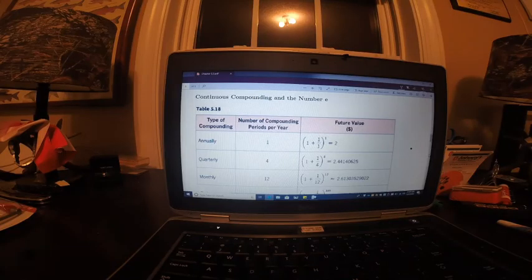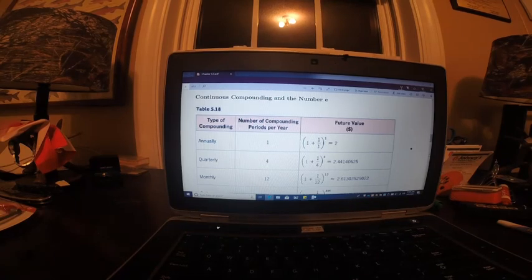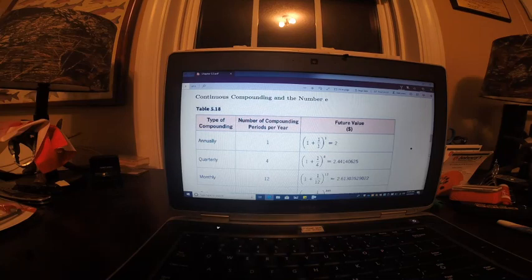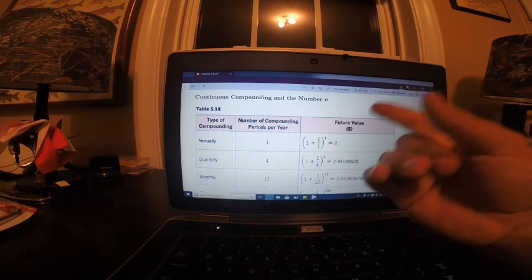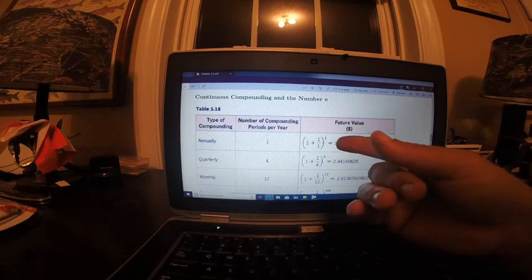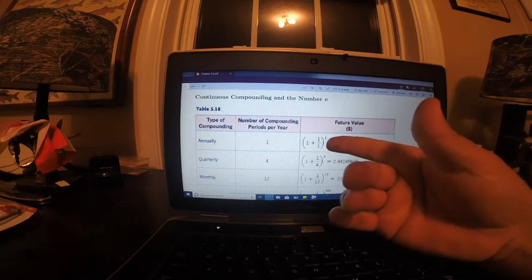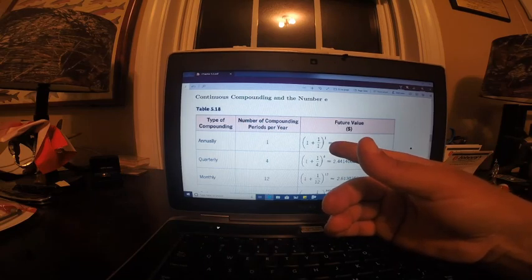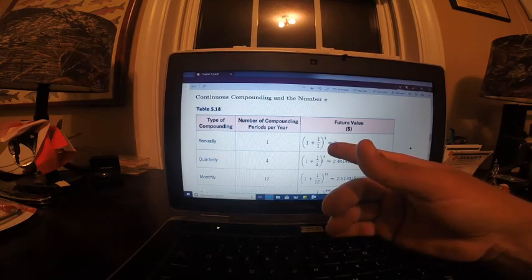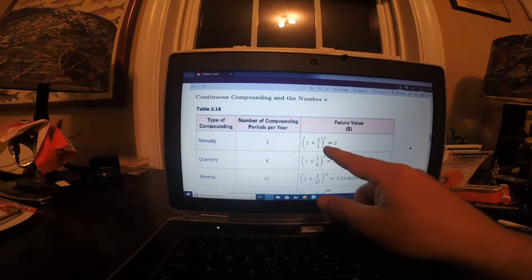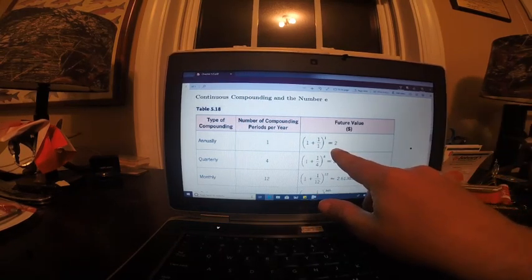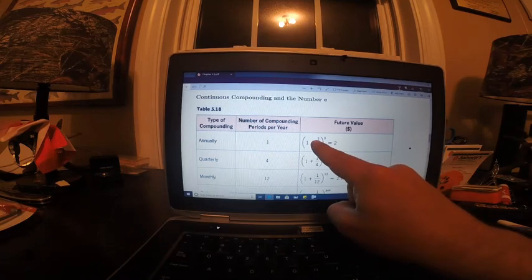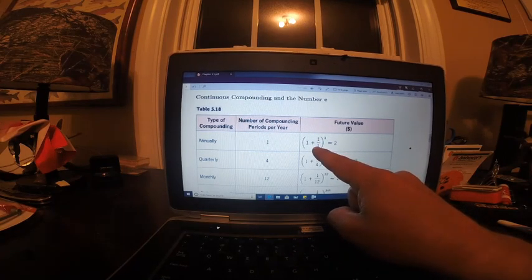What I've done here is taken a table straight out of your textbook, which you should have access to through MyMathLab. You should have access to the online e-text. This is table 5.18. What it looks at is the continuous compounding in the number e. Basically, it takes this periodic formula and says, okay, if I compound annually using this periodic formula and I use 1 for my t, so I do it over 1 year, this piece right here is going to wind up equaling 2.